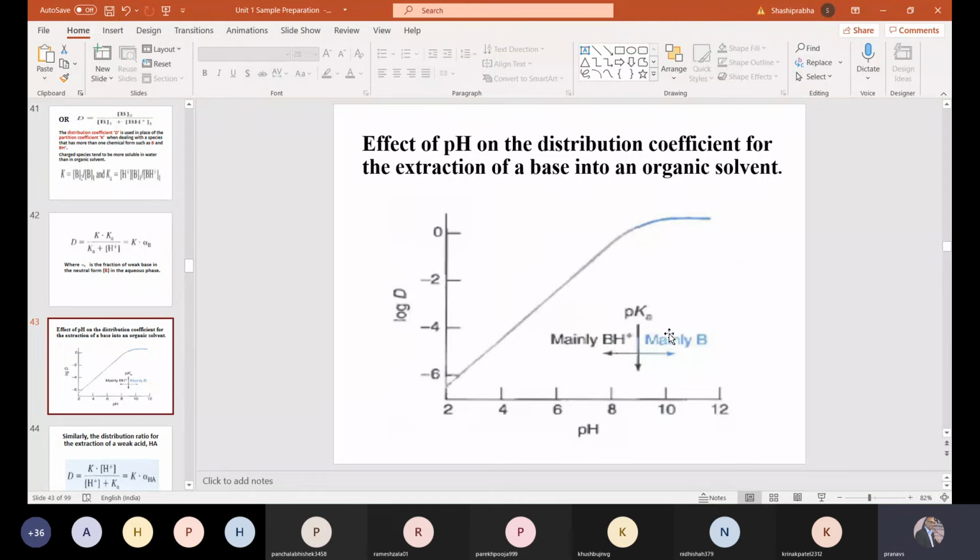D cannot be greater than K. One thing is clear, D cannot be greater than K, always. It can be either the same or less. So from this figure and this equation, we can surmise that for extracting a base, we need to keep alkaline conditions for the base to be extracted in an organic solvent. ये चीज समझ में आ गई?